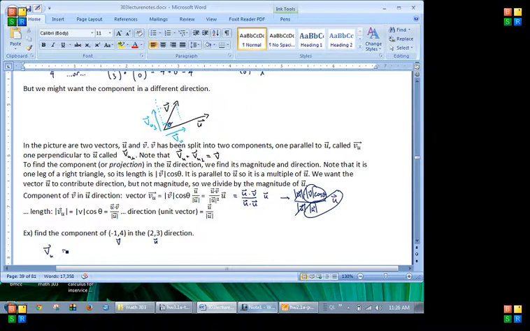All right. So how do we do this? Well, again, the easy way to do this is using the dot product formula. So it's u dot v over u dot u times the u vector. Okay? So what is u dot v? That's -2 plus 12, 10.